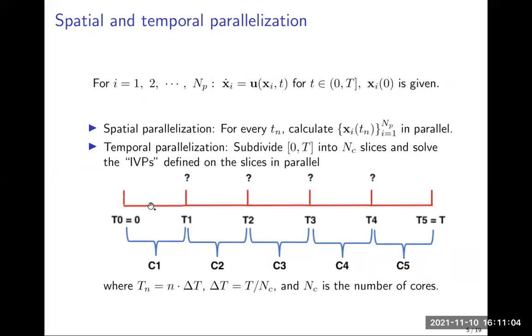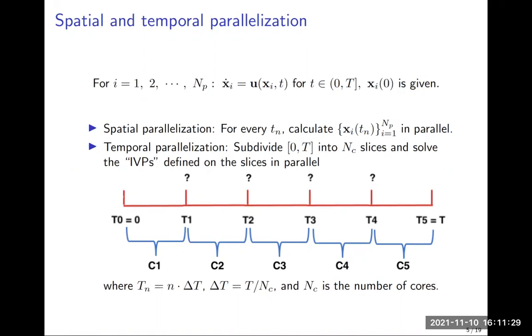So I'm dividing this interval into 5 slices. I'm going to assign each slice to a different core. And the idea is quite simple. I now have 5 initial value problems. I want to solve them in parallel using the 5 computer cores. So the idea is simple.